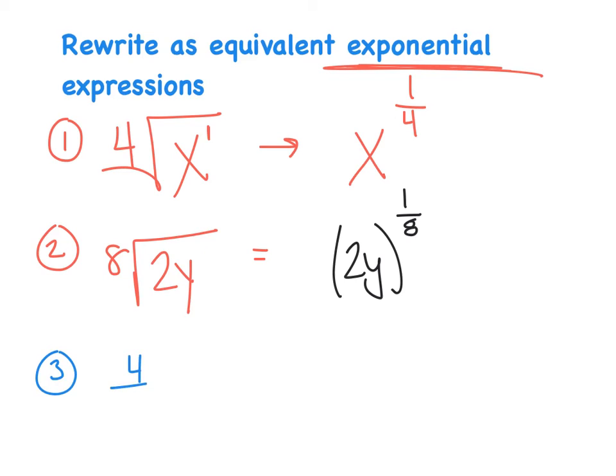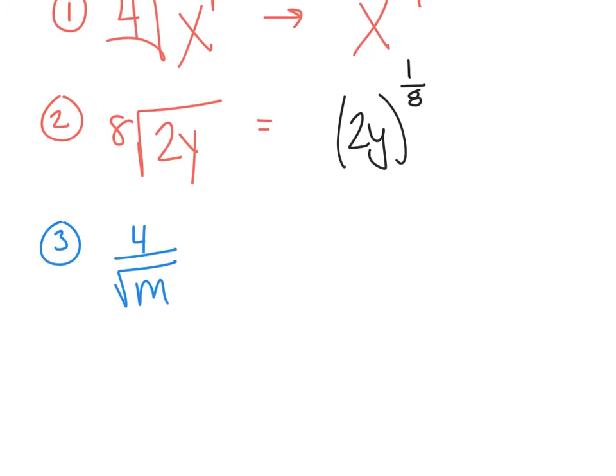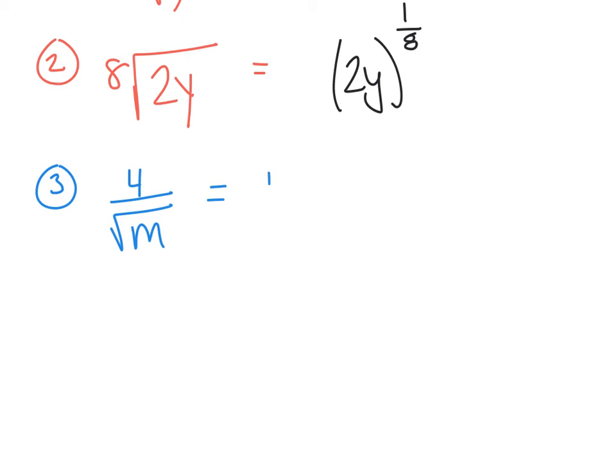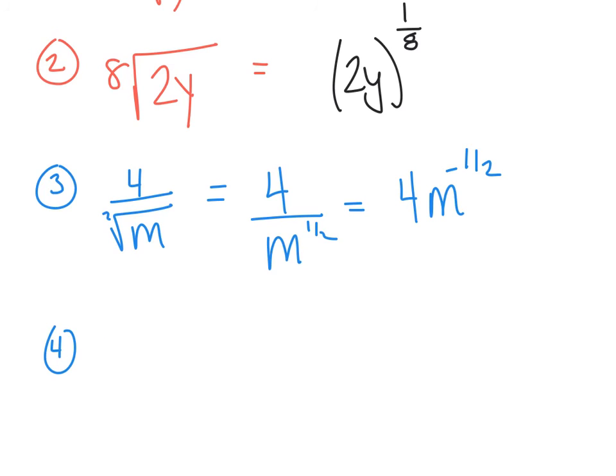Let's say 4 over the square root of m. Okay, well this is really 4 over m to the 1/2. Remember the square root? Sometimes they don't put the 2 there because you know it's called a square root, and square means the number 2. And then to bring this up to the top, remember that just meant the exponent was negative. So 4m to the negative 1/2. And we'll try one more here. Let's say I said the cubed root of, I don't know, 4x squared.